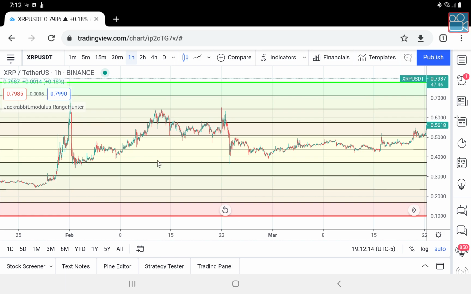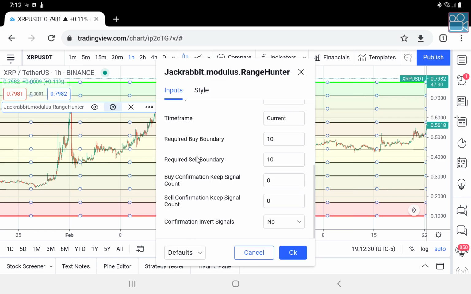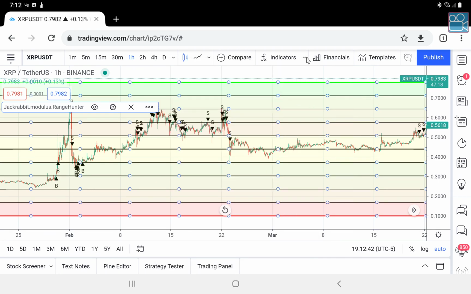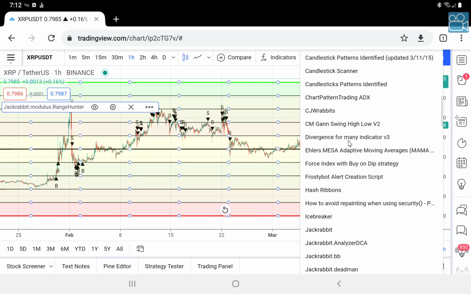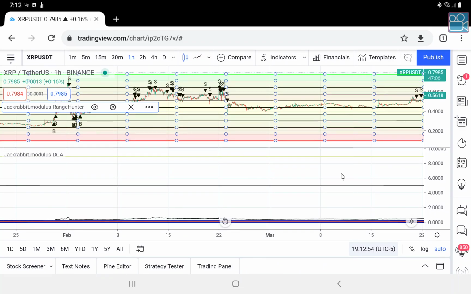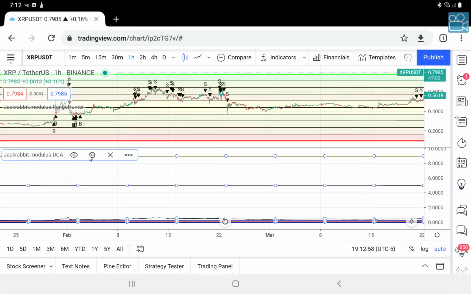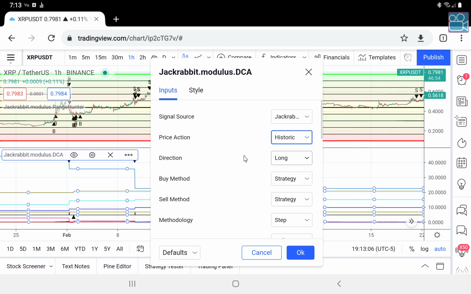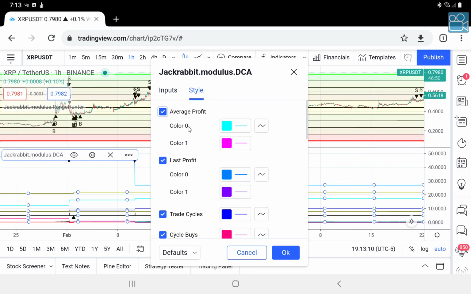So let's actually show how we would trade this. Well, first of all, like I said, the buy boundary of 6 and the sell boundary of 6 is a good place to start. Now let's add the DCA module. Now I'm going to drive this entirely by the strategy. I want historical data only. And now let's turn off all the graphic noise.